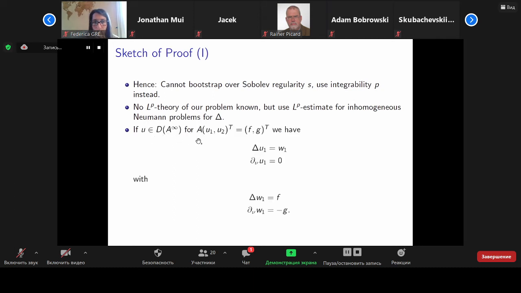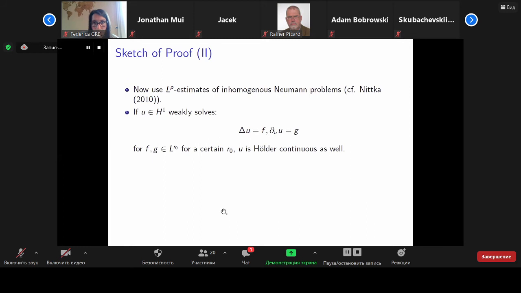So if u lies in the domain of A infinity, we can just rewrite the system like this. Here we just have the Neumann boundary condition. Then again, we somehow introduce this w1 to write things more nicely. And then this is just this one. And of course, for inhomogeneous Neumann problems, L^p estimates are known. And we found the precise estimates that we used in a paper by Nittka from 2010. If u in H^1 weakly solves the inhomogeneous Neumann problem, for f and g in some L^p space with integrability large enough, I think the dimension d should be enough, then u is Hölder continuous as well.